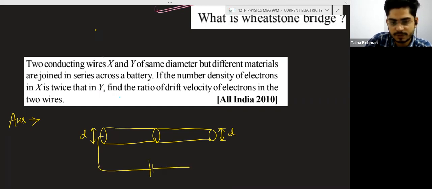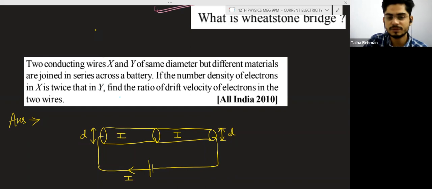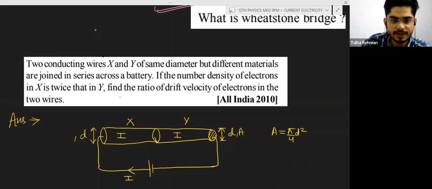The series combination of wires means if current I is flowing through this wire, the current I is here and the current I is there. This is a series combination of wire, so current will remain the same in both the wires, and this wire is X and this wire is Y. If the diameter of the wire is the same, we know that area is equal to pi by 4 into d square, the area of cross section. So if the diameter is the same, then the area will also be the same. So this wire has the area A, and this wire has the same cross section area.